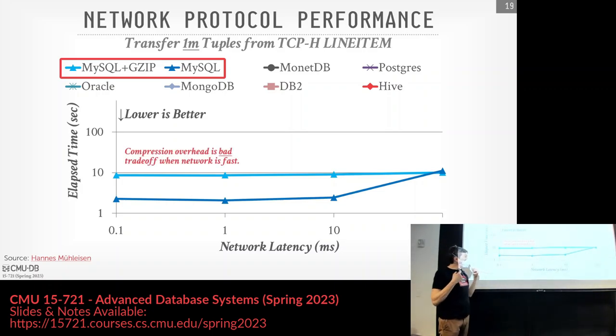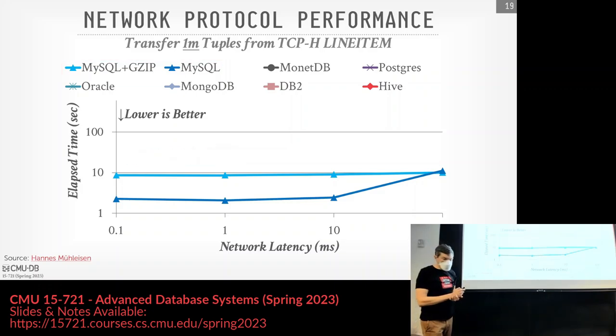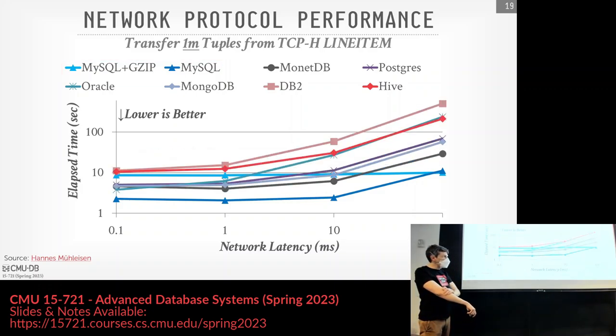So this basically is saying that compression overhead is bad when the network is fast. Most applications, if you're running in the same data center as the database system, the network will be fast. If you're going across data centers, then you may want to consider using compression. And for all the other ones, they basically end up converging and looking the same.